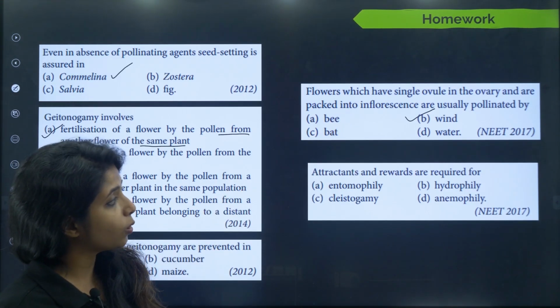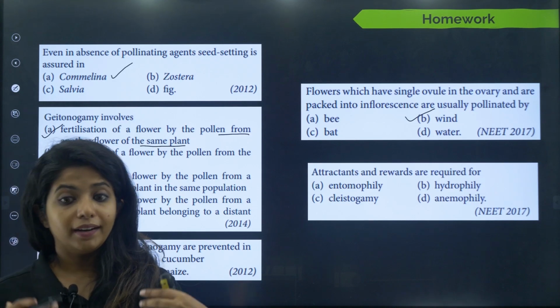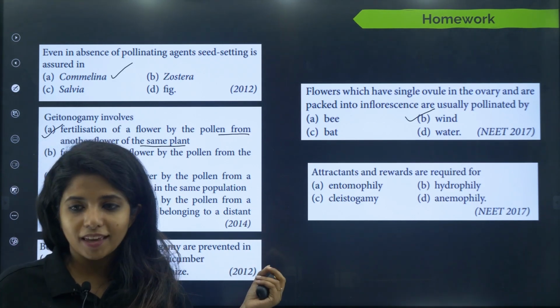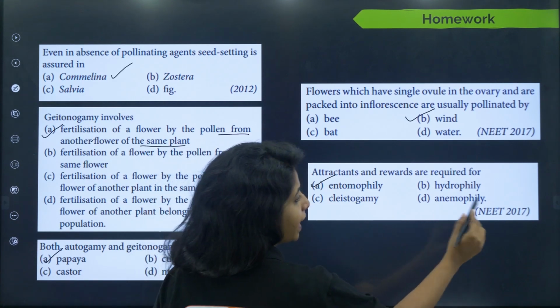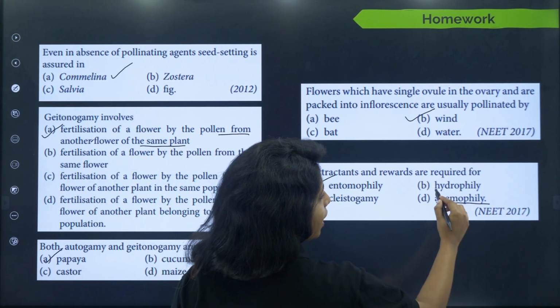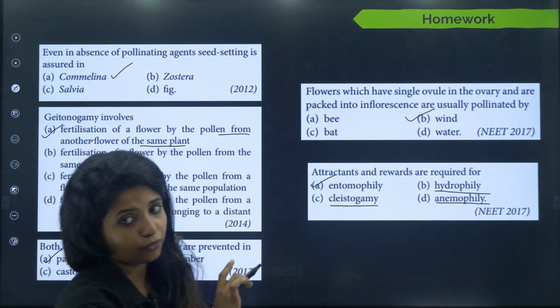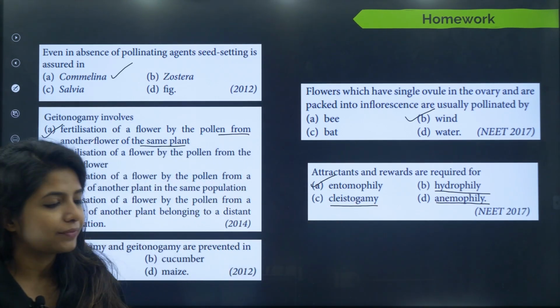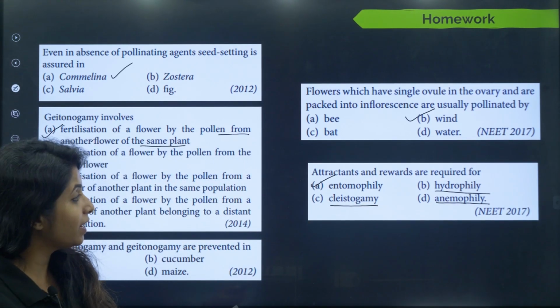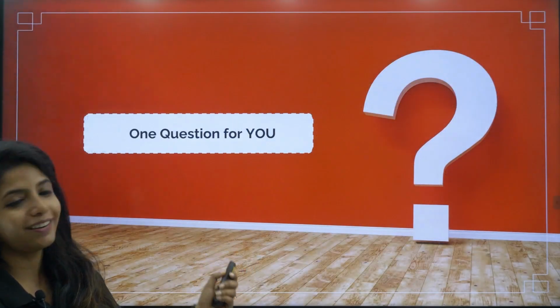Now, attractants and rewards are required for attractants, good flower, everything, and rewards also are required for entomophily. You know it is not anemophily, anemo means wind, hydro means water, cleistogamy is something different. So, it is entomophily, that is the correct answer. I hope you got your answers correct. Let me know if you got your answers correct. I will be really happy.